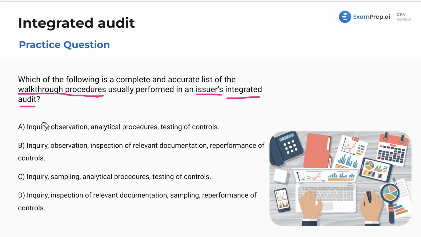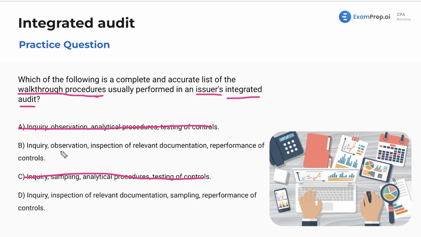Again, if you didn't have this train of thought, you might be completely blown away. Like, what the heck is going on here? And I wouldn't blame you. So we're thinking we're in the planning stage. So what is done in the planning stage? Well, I'm going to jump around because that's what I like to do. Sampling. I see sampling. Sampling is not done in the planning stage, so I'm going to cross that off, right? Test of controls, that is not done in the planning stage, right?